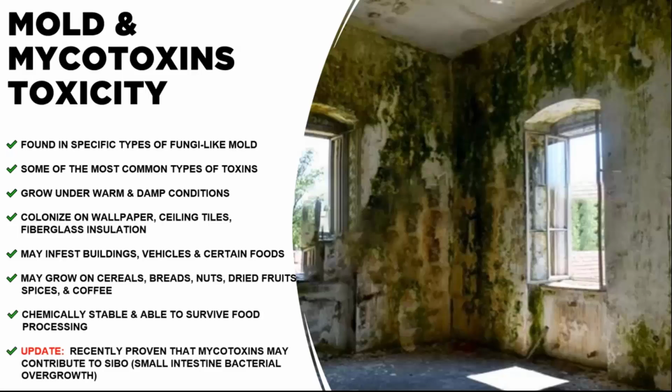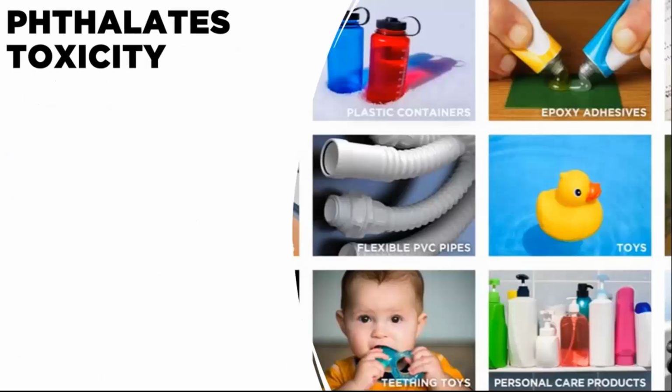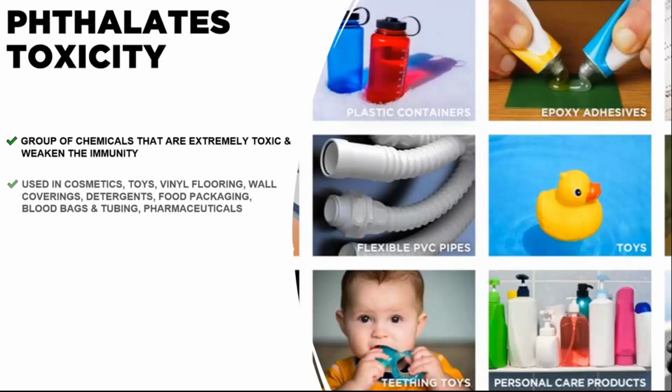Now, I have an update for you. Recently, it's been proven that mycotoxins may contribute to something called SIBO, small intestinal bacterial overgrowth. You might have heard of that. Let's talk about phthalate toxicity. This is a group of chemicals that are extremely toxic and weaken the immunity as well. They are used in a wide variety of products, from cosmetics to toys to wall coverings, even pharmaceuticals.